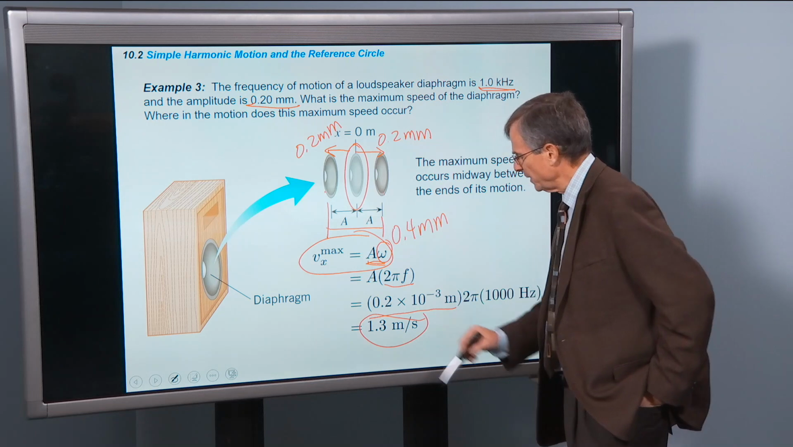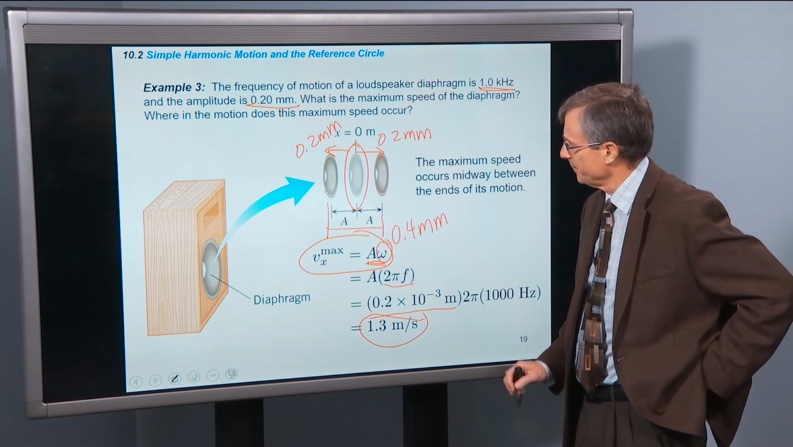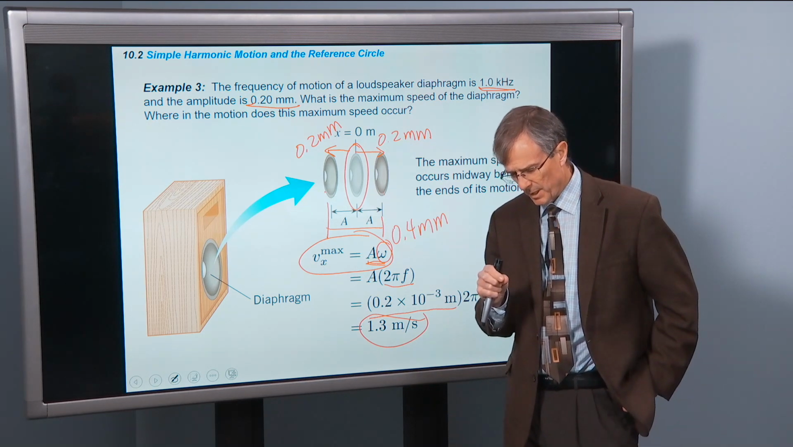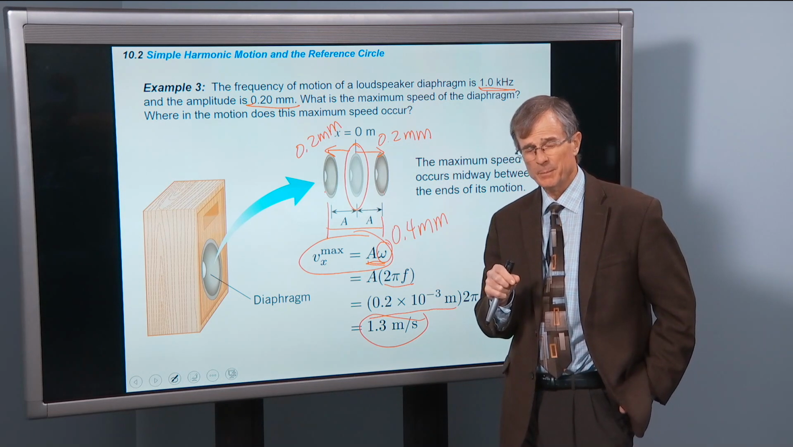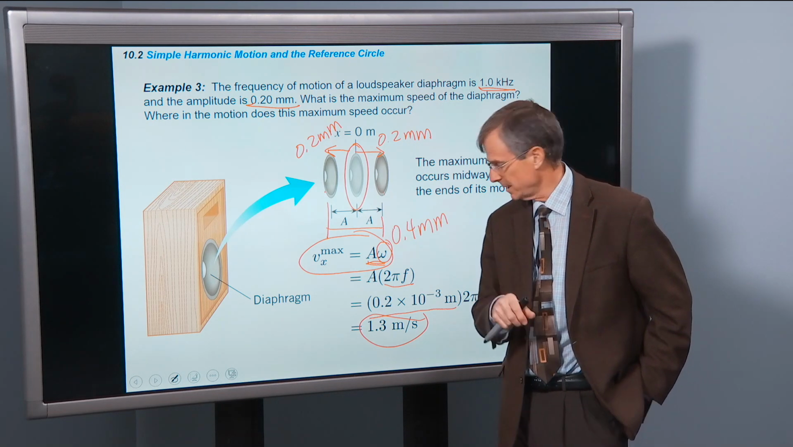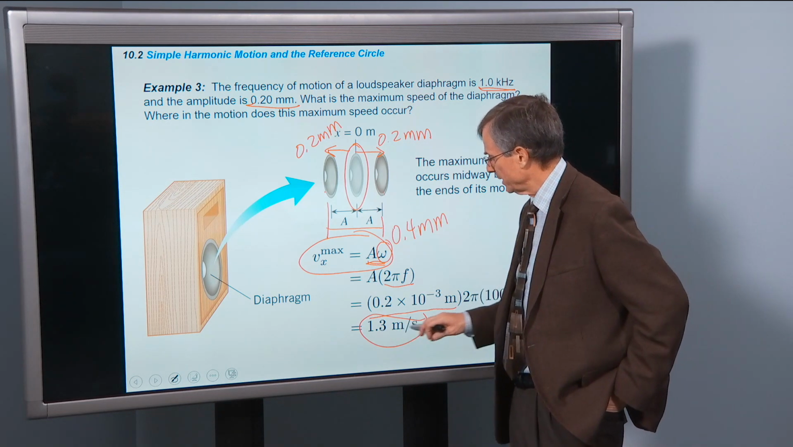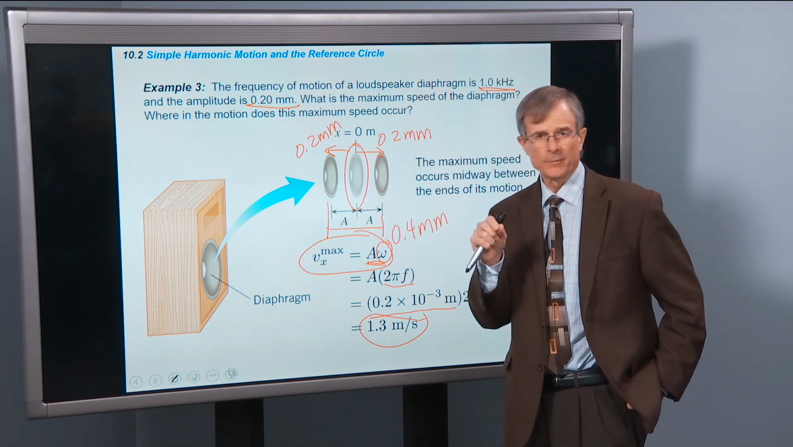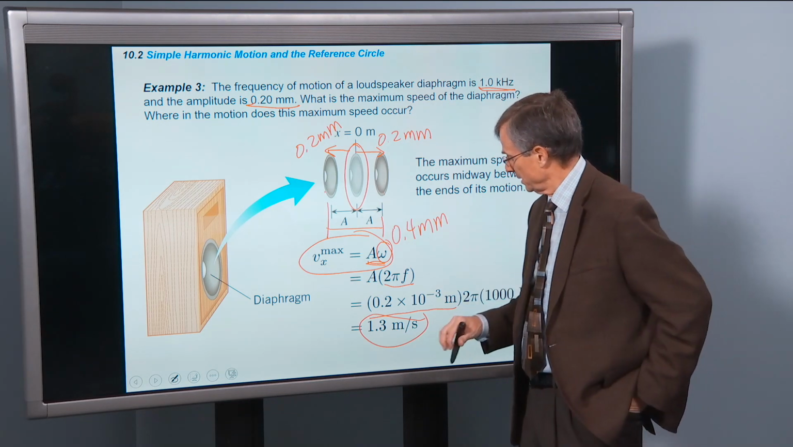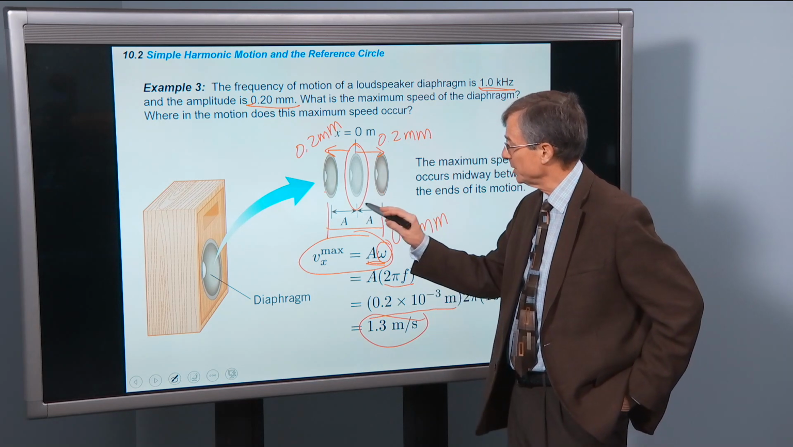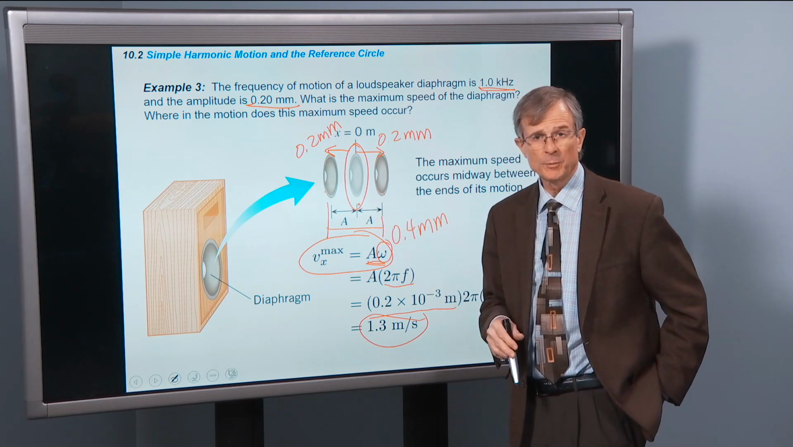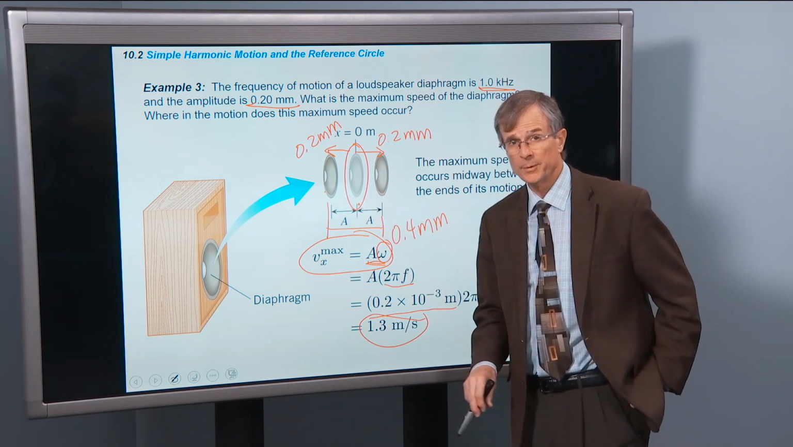So it says that that speaker diaphragm, even though it's not moving very far, 0.2 millimeters is not very much, just moving a tiny, tiny bit. Yet because it's vibrating back and forth so quickly, the maximum speed when it reaches this point in the middle, the equilibrium position, is pretty high, 1.3 meters per second.